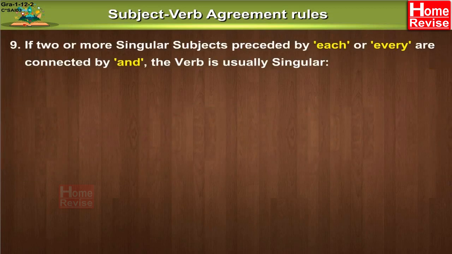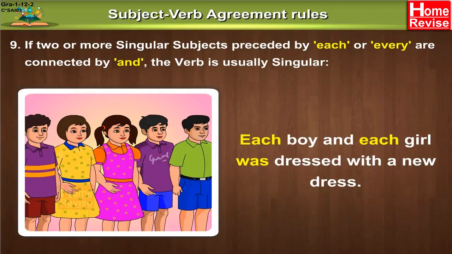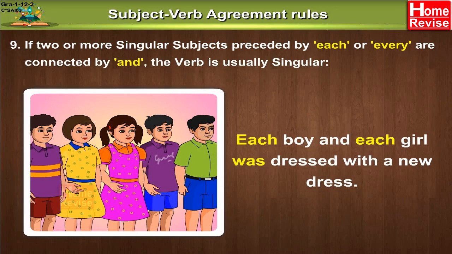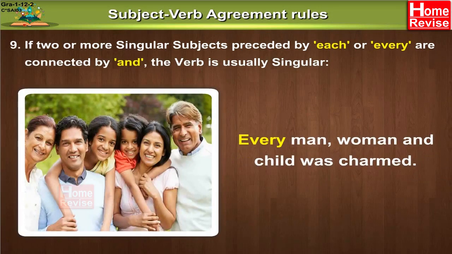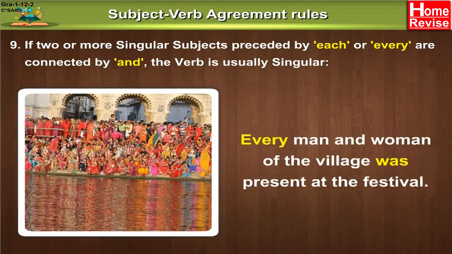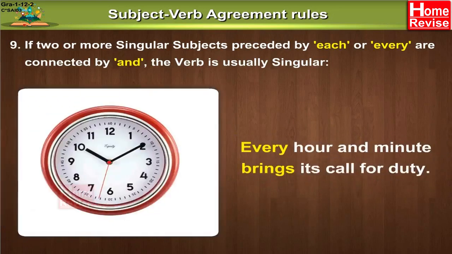9. If two or more singular subjects preceded by each or every are connected by and, the verb is usually singular. Each boy and each girl was dressed with a new dress. Every man, woman, and child was charmed. Every man and woman of the village was present at the festival. Every hour and minute brings its call for duty.